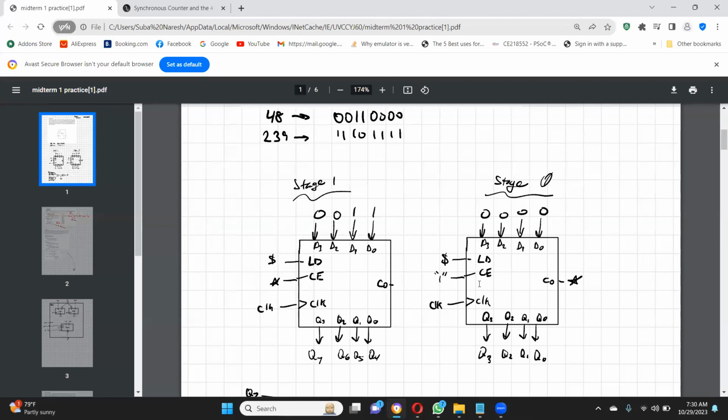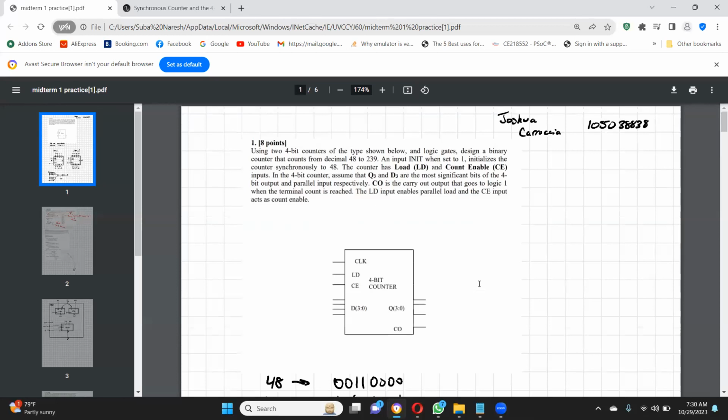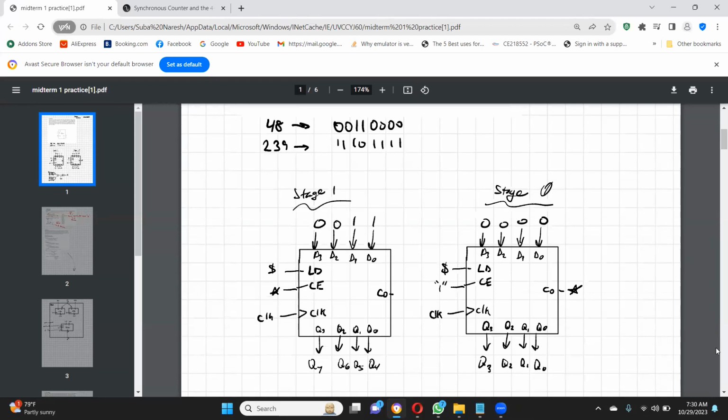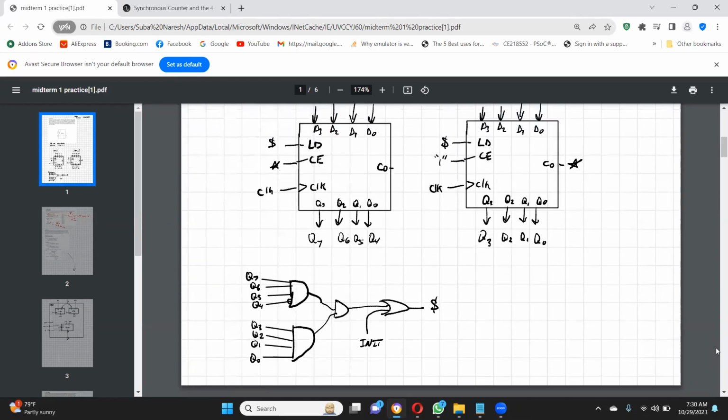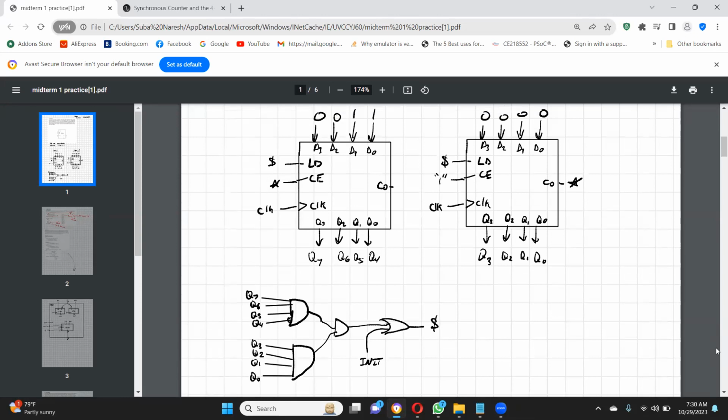Can you scroll a bit down? Just a little bit. Like, can you include that? Yeah, like that.